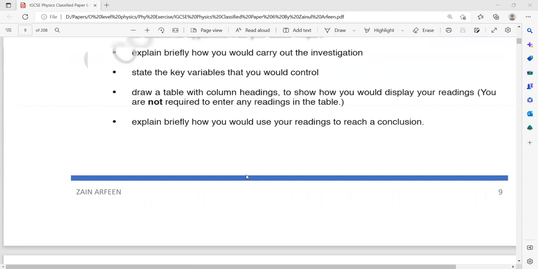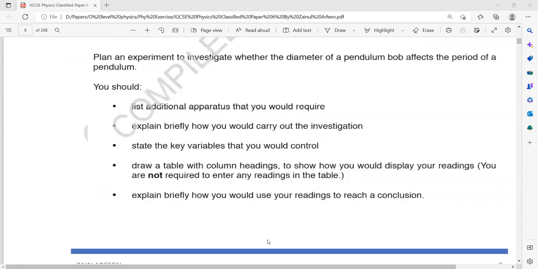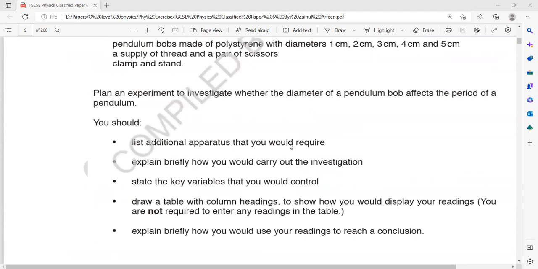That's also a point. State the key variable that you would control. So what? Diameter of the bob? No. The diameter should be changed, because you're determining whether the diameter affects the time period. So you should change the diameter. That is the thing which you are investigating. Extreme position, yeah, amplitude, that's right: the distance between mean and extreme position. So the variables which we should keep constant: one you mentioned, length, that is right. The distance between mean and extreme position, which is also called amplitude.